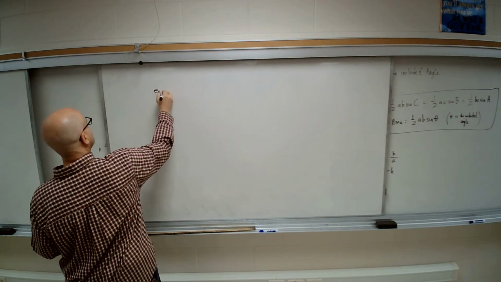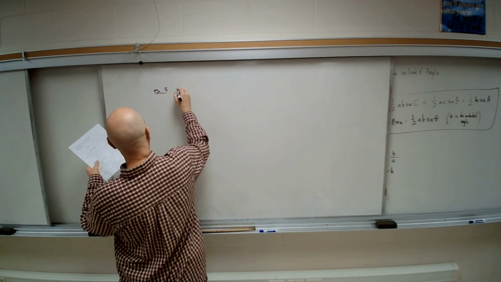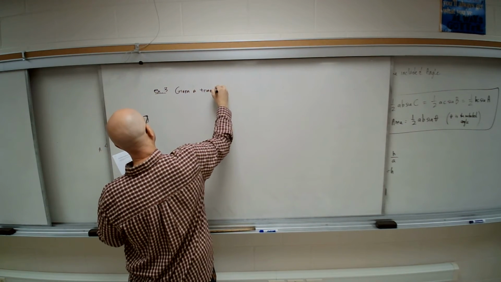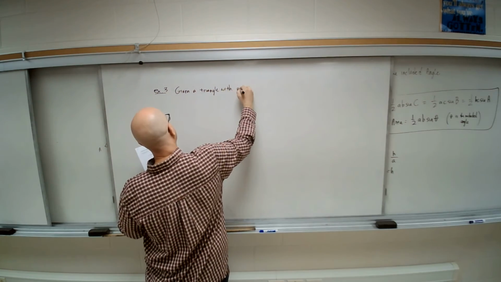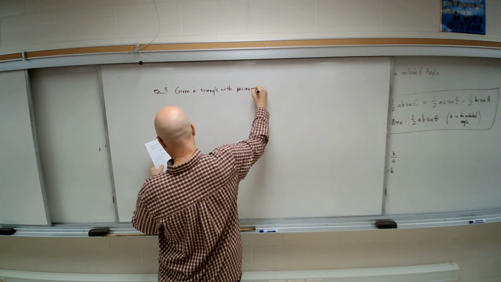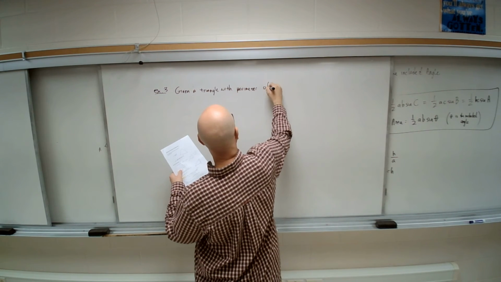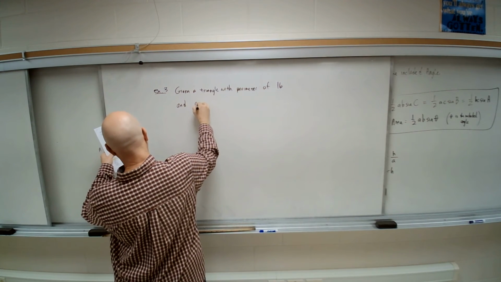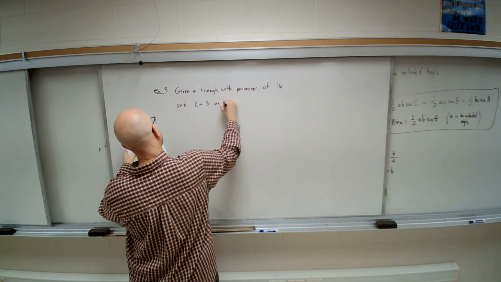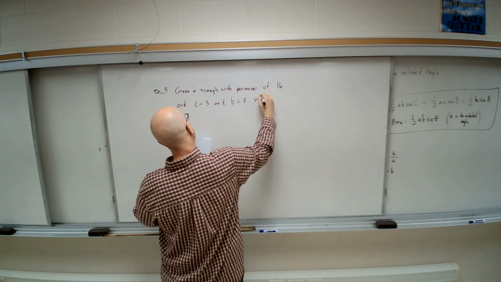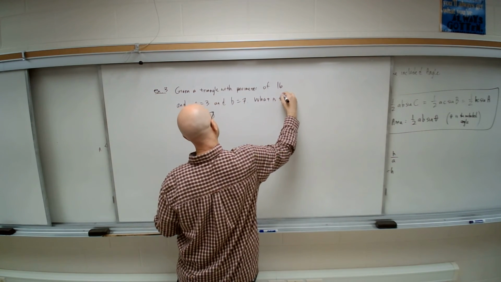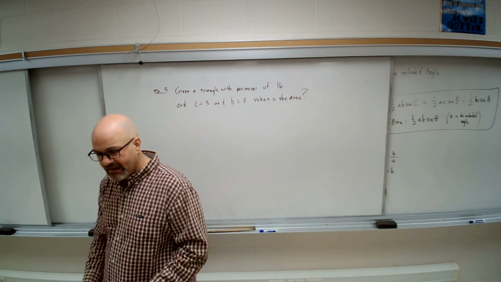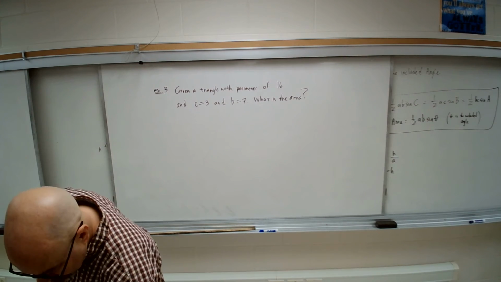So for this third example, we're given a triangle with a perimeter of 16 and C equals 3 and B equals 7. What is the area? So take a second and try that, and then we'll come back together and look at it.